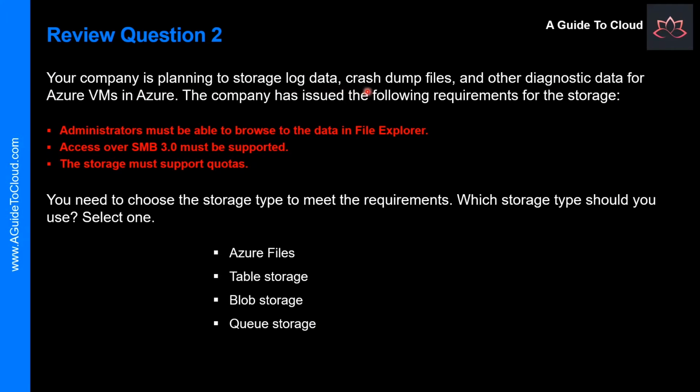Your company is planning to store log data, crash dump files, and other diagnostic data for Azure VMs in Azure. The company has issued the following requirements. So what are the requirements? Administrators must be able to browse to the data in File Explorer. Access over SMB 3.0 must be supported, and the storage must support ACLs. You need to choose the storage type to meet the requirements. Which storage type should you use? You just need to choose one.